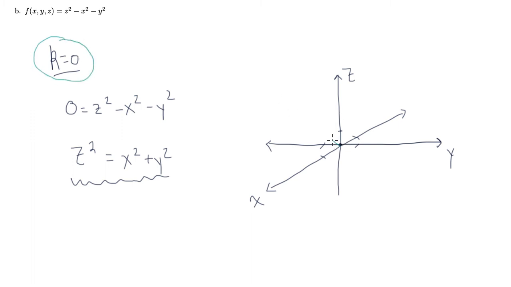We have z squared equals x squared plus y squared. And actually, there are circles in the xy plane as z increases, and the circles have radius that's just equal to z. So these circles are increasing in radius as z increases, like that.